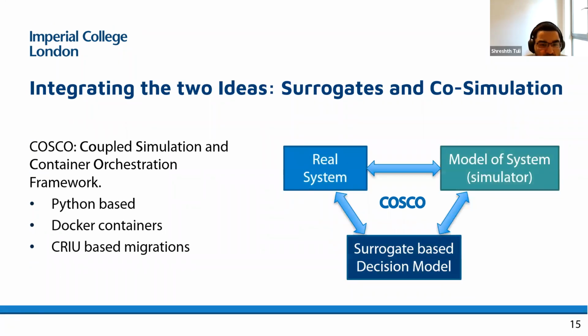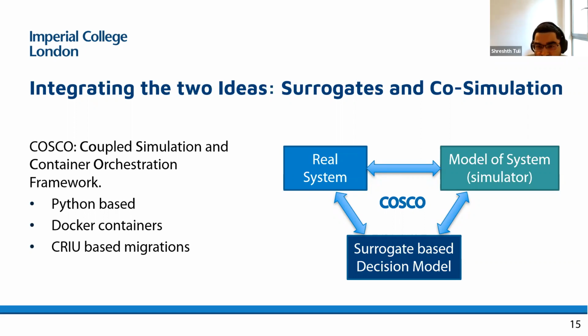So to seamlessly integrate the two ideas of co-simulation and using these surrogate models, a new interface is required. This is what we believed when we started this research. Hence, we developed this COSCO framework, which stands for Coupled Simulation and Container Orchestration Framework, to leverage simulated results to yield, say, better QoS estimates and use them as a feedback to the surrogate models to allow online optimization and, say, adaptation in dynamic or non-stationary environments.